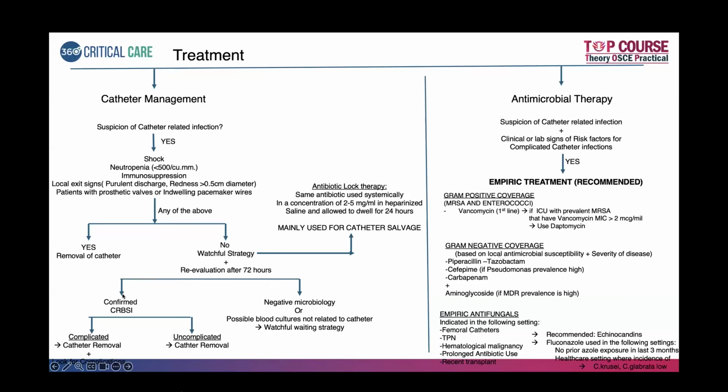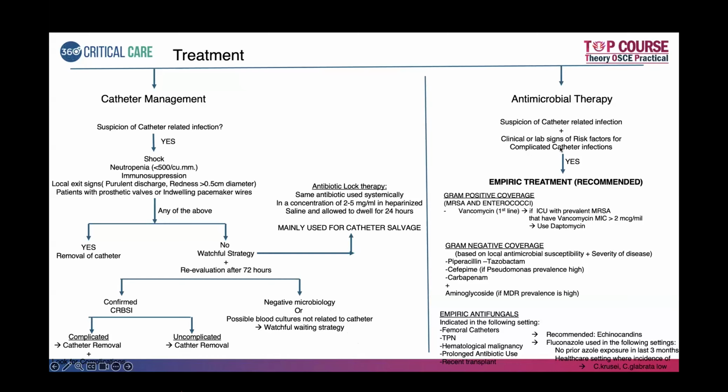Once you get the cultures, if it is a confirmed CRBSI, you need to assess if it is complicated or uncomplicated. If it is complicated, you need to remove the catheter and look for complications. Whereas if it is uncomplicated, you just go with catheter removal. Whereas after 72 hours, if you find that the cultures are all negative, or positive blood cultures are not related to the catheter, then you go ahead with the watchful waiting strategy.